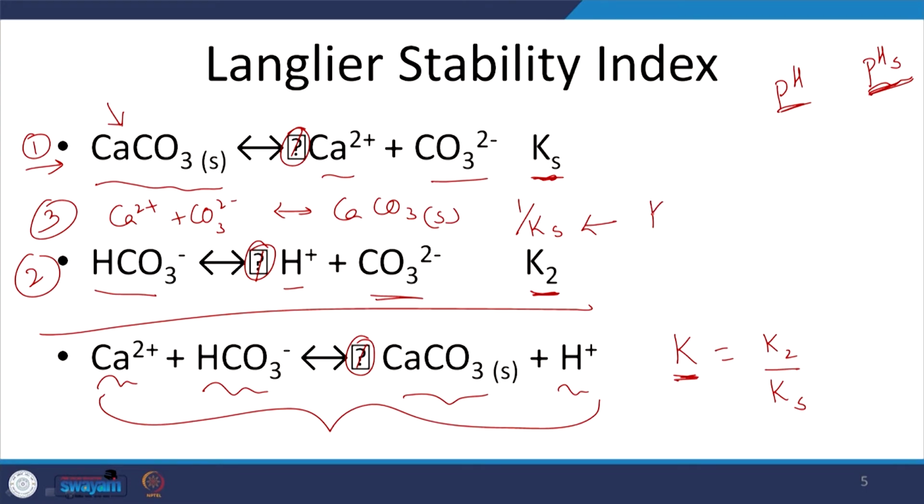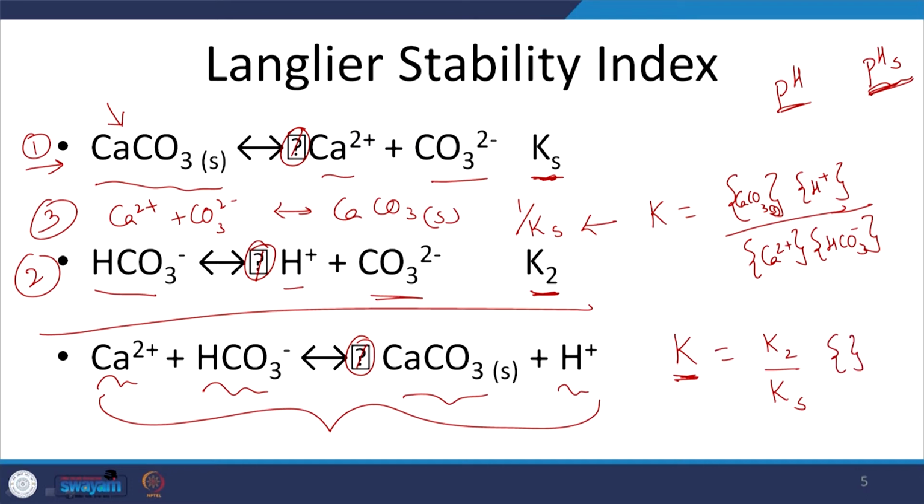So how do I write the K for this reaction? We know it's going to be the activity of the relevant products: CaCO3, the solid, activity of H plus raised to the stoichiometric coefficients, nothing here, right? And what else do we have? We have Ca2 plus and HCO3 minus. As I mentioned, the activity of solids we assume to be 1, assuming it's a pure solid, mole fraction equal to 1. And assuming that activity is equal to concentration, let me write it on the next page.